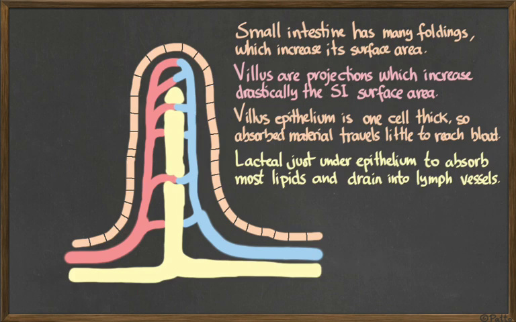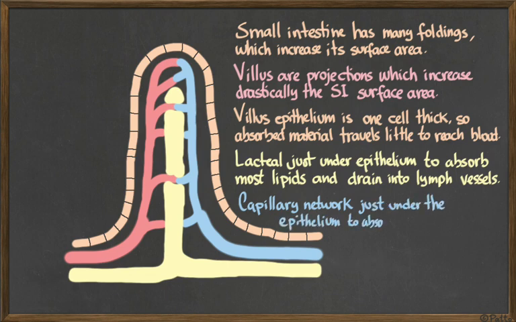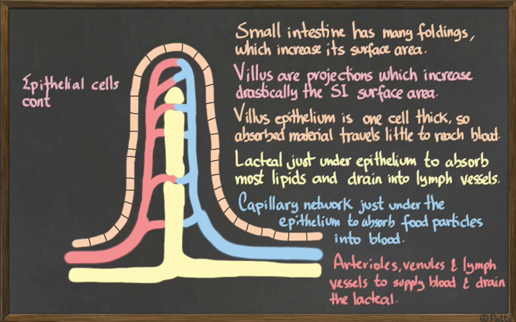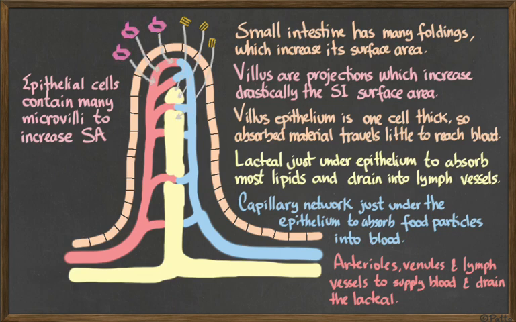They have a lacteal to absorb lipids and drain them into the lymph vessels. And you have a capillary network just underneath the epithelium to take up the other nutrients. Of course, if you have a capillary network, you have arteries and venules connecting to this capillary, as we are going to see in the transport class. So this is the idea, remembering that if you enlarge one epithelial cell, you're going to show many microvilli on the surface.